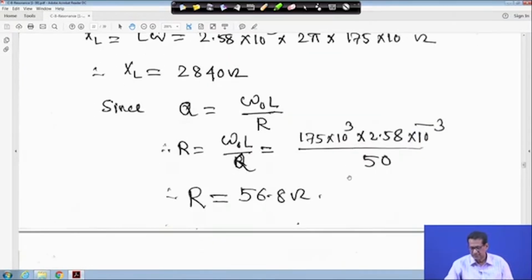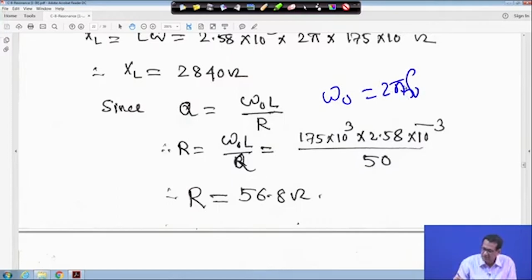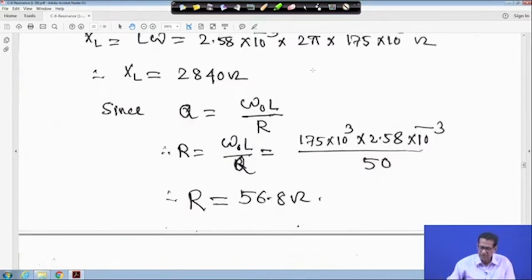One thing, a correction here: it is omega 0, so omega 0 is equal to 2 pi F0. I think the 2 pi is missing. Just check this answer; I think this answer is correct, perhaps I missed this one. It will be omega 0. So Q is equal to 50, which is given, and R is equal to omega 0 L upon Q. Please check this. Hope this is correct. Next, this R you have got.